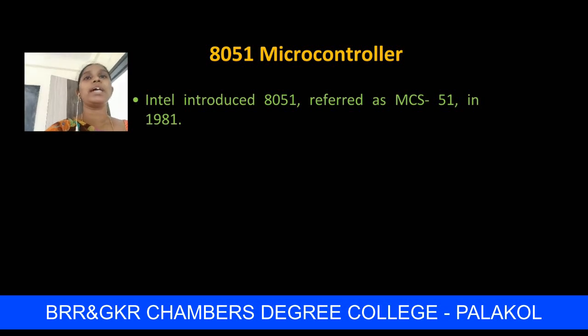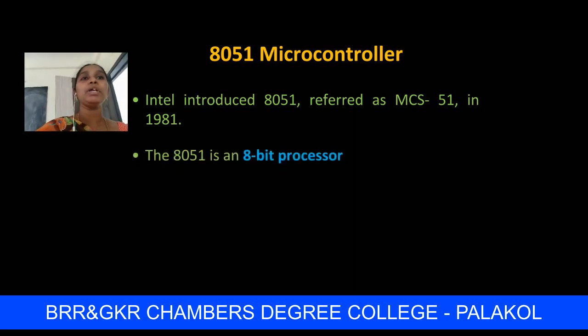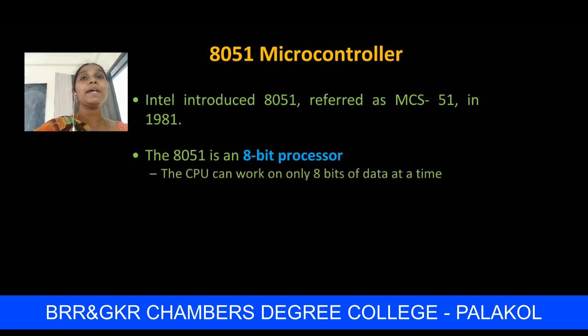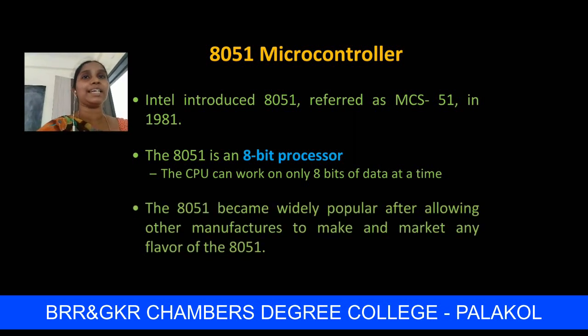Next, coming to the 8051 microcontroller, we will discuss a quick review of it. The 8051 microcontroller was introduced by Intel, and it is also referred to as MCS-51, in 1981. The 8051 is an 8-bit processor. What is meant by an 8-bit processor? It means the microcontroller can perform 8-bit operations at a time, so the CPU can work on only 8 bits of data at a time. That is why it is called an 8-bit processor.